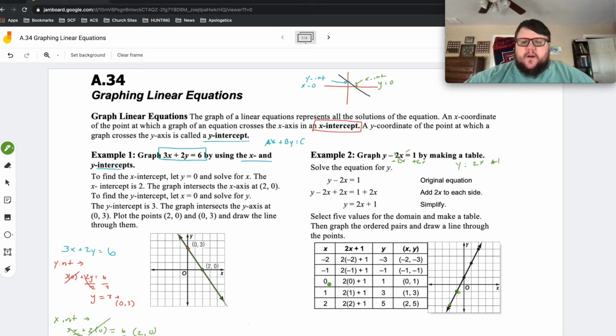Then they plugged in 0. 2 times 0 plus 1. 2 times 0 is 0. 0 plus 1 is 1. So (0, 1) is our point. Then they plugged in 1. 2 times 1 is 2. 2 plus 1 is 3. So (1, 3). And really, because these are lines, we don't have to do all of those points.